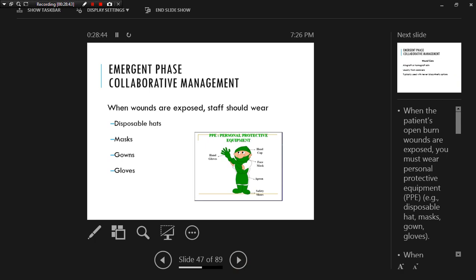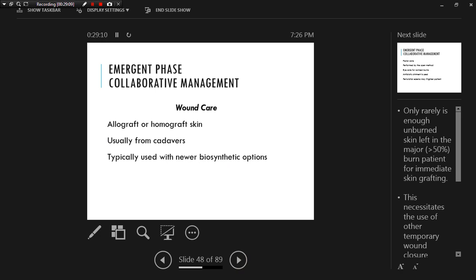So we need to remember too, in order to prevent cross-contamination from other patients, that staff need to make sure they're wearing the appropriate personal protective equipment, right? We said infection is a big risk factor with these patients, with the deeper the total body surface area burns. So making sure the hats, the masks, the gowns, and the gloves. So we can use allografts or homograft skin, and these can be usually from cadavers, and they're going to be used with newer biosynthetic options.